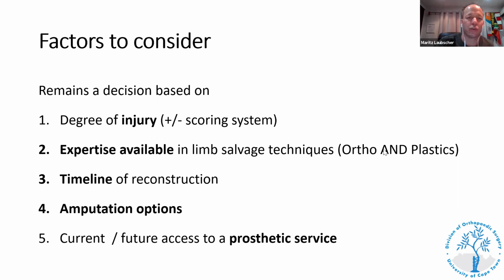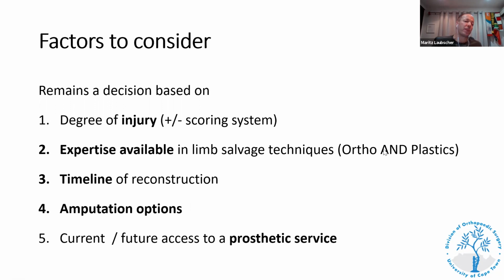You need to take into consideration the expertise available where you work in orthopedics and plastics. You need to take into account the timeline of a reconstruction. In some cases, the timeline of limb reconstruction might be a year or 2 years, and that might not be acceptable for the patient. Also need to look at the amputation options.